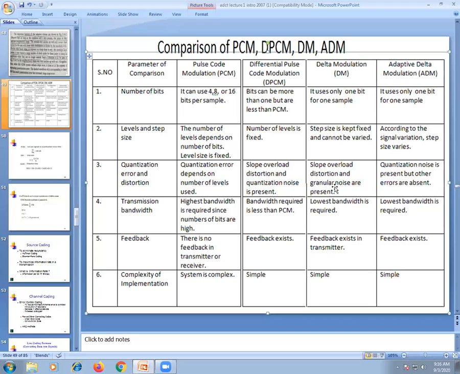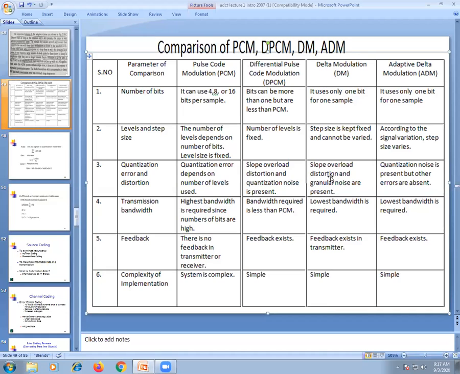What is the granular noise? The granular noise is the merging of the steps. On the time axis, more space is there. That is granular noise. That's why in the delta modulation, slope overload distortion is there and granular noise distortion is also there. Okay, this is the delta modulation.